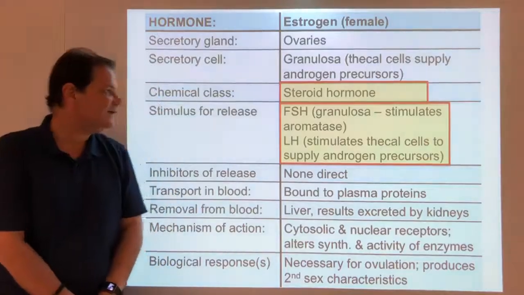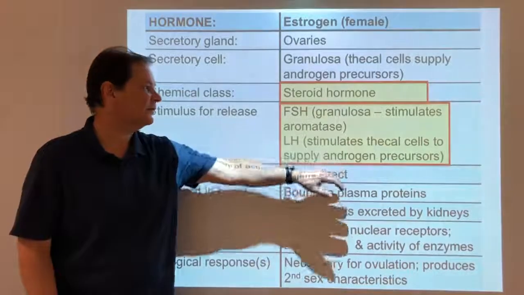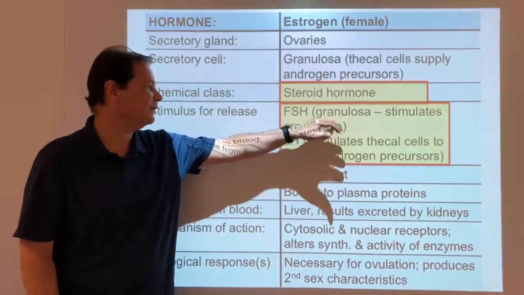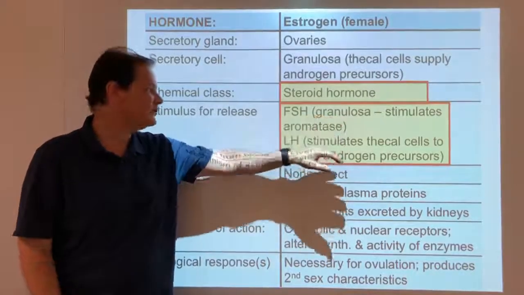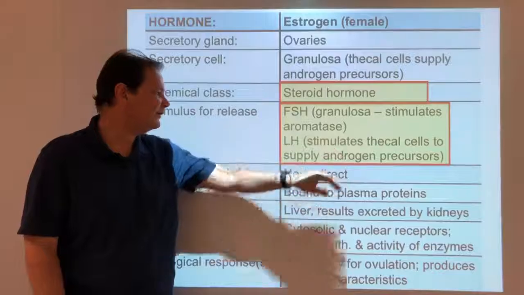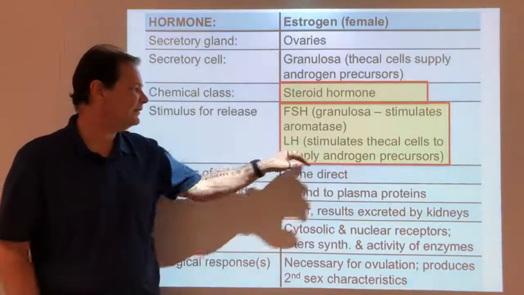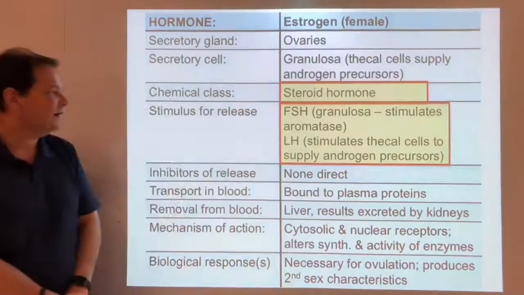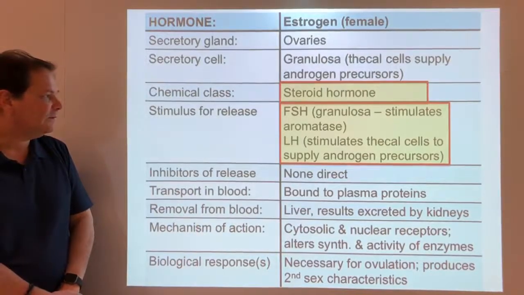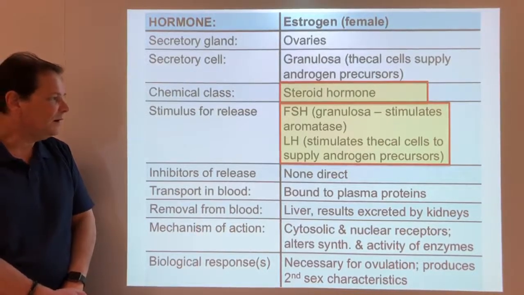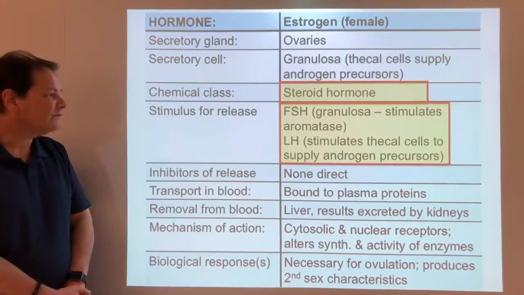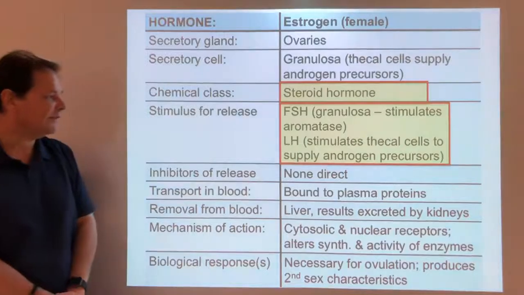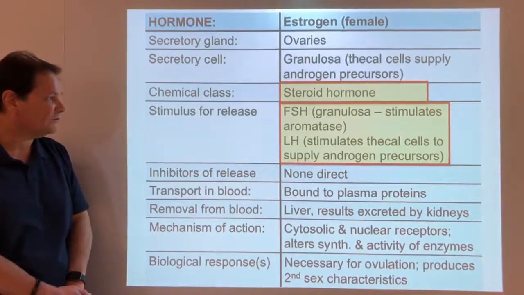LH stimulates thecal cells. So we have two different kinds of cells here in a typical follicle. The granulosa are the ones that really technically produce the estrogen. The thecal cells produce androgens, and these androgens serve as precursors to the synthesis of estrogen, and so these two things are necessary, and they work together to make for more estrogen.